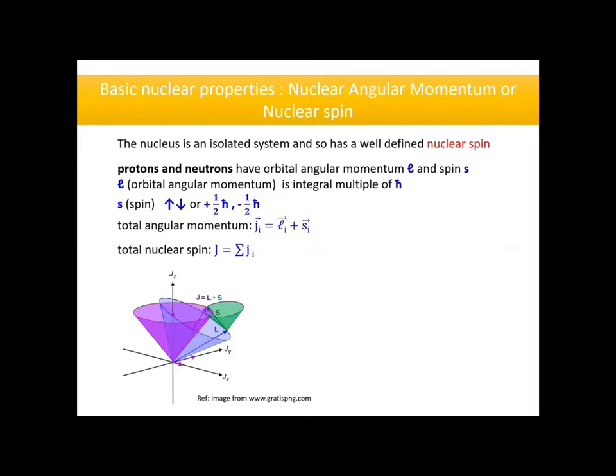Total angular momentum for each nucleon is J equal to L plus or minus S, and total nuclear spin J is the summation of total angular momentum. So if mass number A is even, then J must be an integer, and if A is odd, J must be half integer. All nuclei with even N and even Z, that is, even number of neutrons and even number of protons, have J equal to 0.